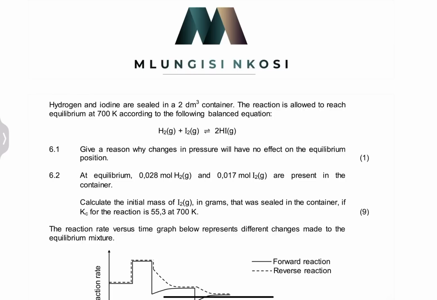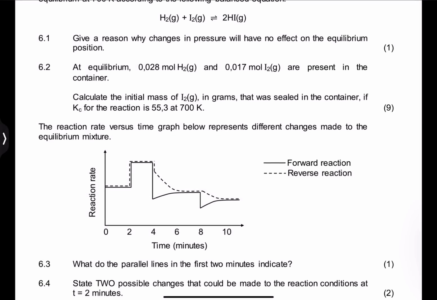Now remember, whenever we talk about pressure in this case, what you simply do is to look at the number of moles of gases on either the left or the right hand side, in fact on both sides. If you look at this, you'll see that there's 1 mole of gas here, there's another 1 mole of gas, so it means that you've got 2 moles of gas on the left hand side, and another 2 moles on the right hand side, right? So why would pressure not have an effect?